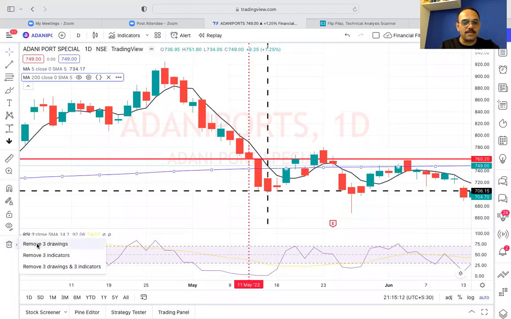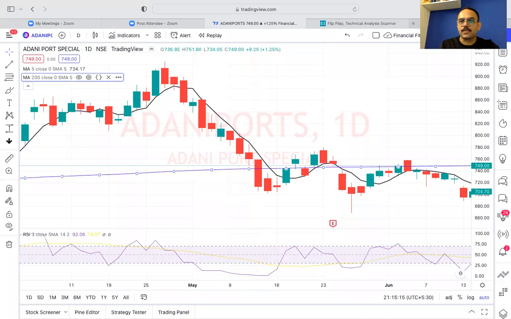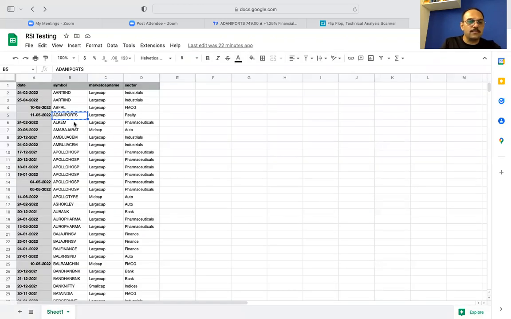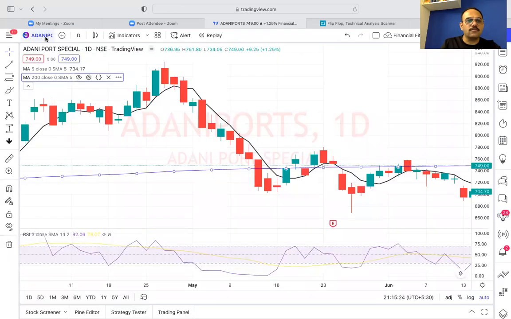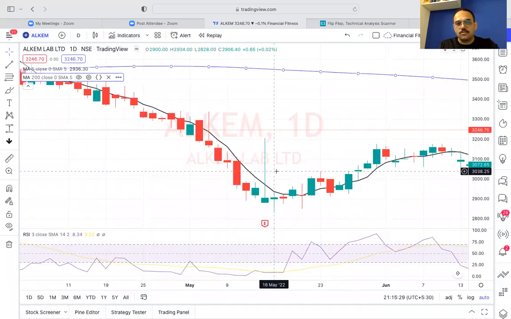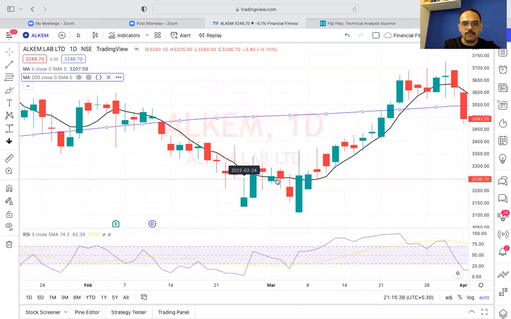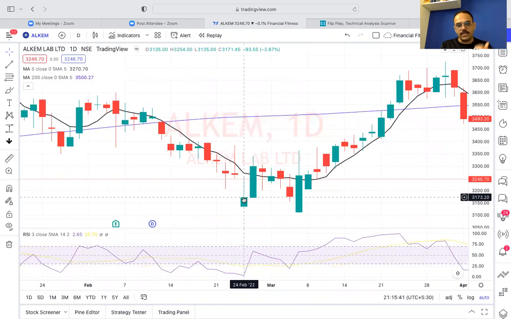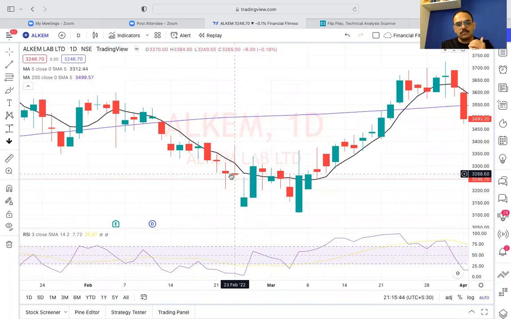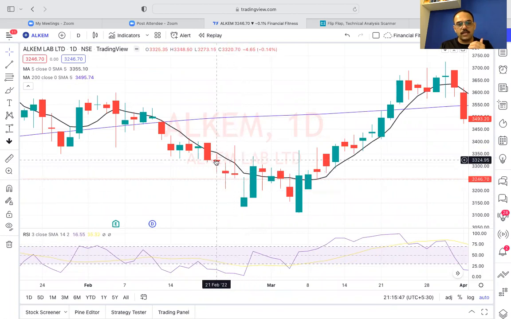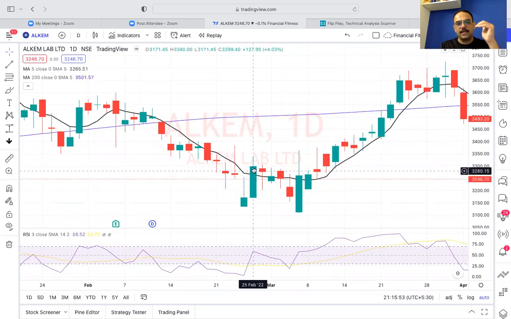I'll take 2 to 3 more examples and then we can take the questions. Alchem, 24/2. Okay, I had some examples, maybe this is the example. Okay, 24/2. Again, this is going down. We have 1, 2, 3. This is starting from above 10, then it goes below 10, 2, 3, we buy here, sell here.